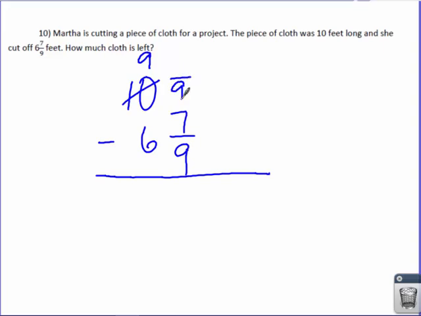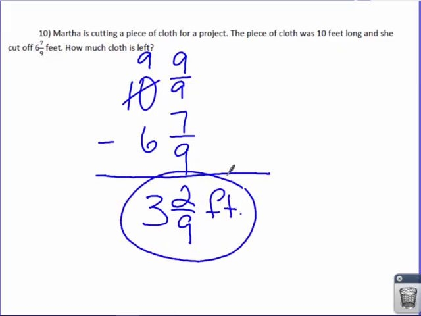Okay, so I put the common denominator. Well, in order for that number to be equivalent to 1, I've got to have the same number on top and on bottom. So now 9 and 9/9 is the same thing as 10. But I now have a fraction I can subtract 7/9 from. So 9/9 take away 7/9 is 2/9. And then 9 take away 3 or 6 is 3. So we got 3 and 2/9 feet. Okay, so there is my answer. And don't forget your label.